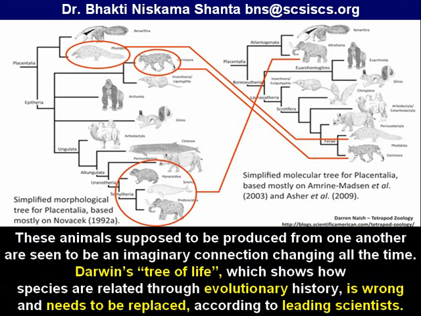These animals, this is supposed to be a reproduction from one another, are seen to be an imaginary connection, changing all the time. Darwin's tree of life, which shows how species are related to evolution history, is wrong and needs to be replaced, according to leading scientists. There's many different trees of life now being developed, and every one of them contradicts a previous one.